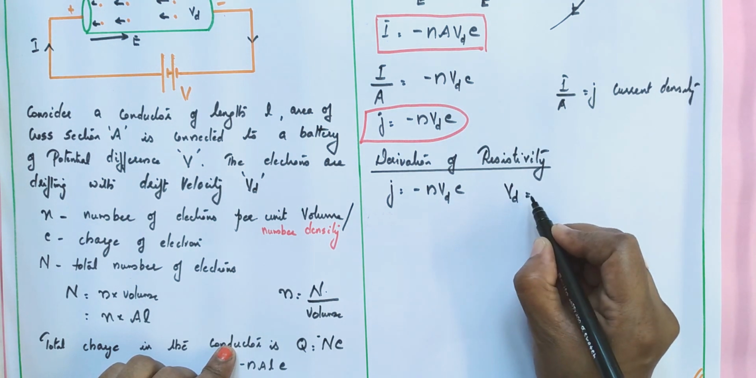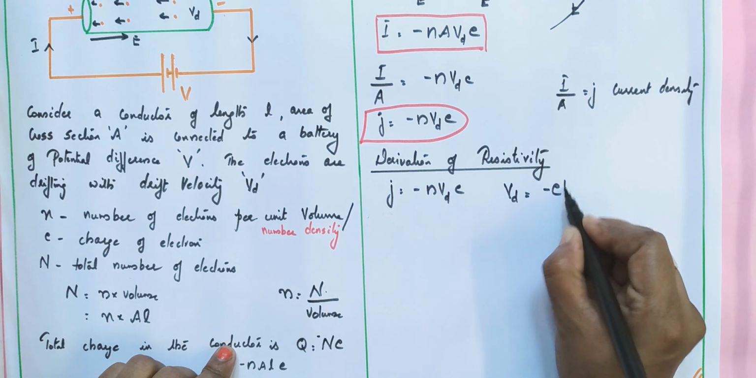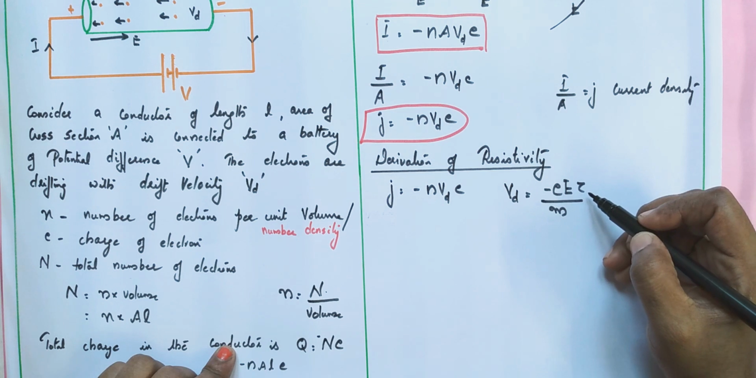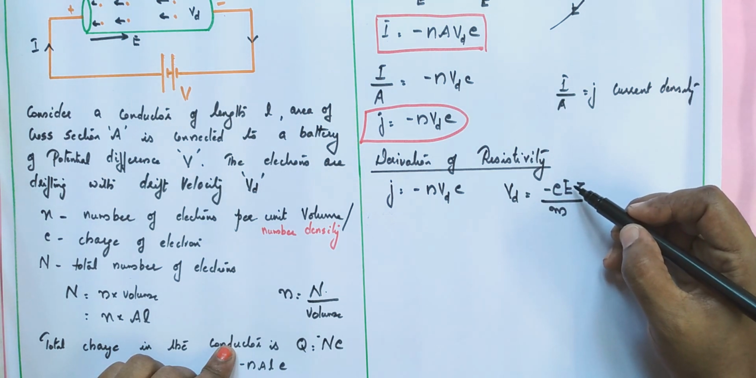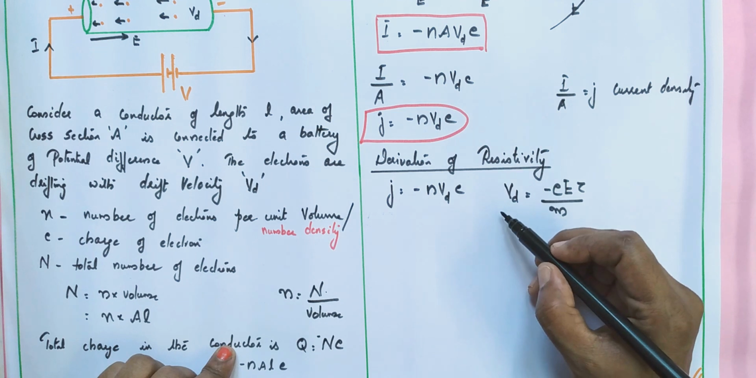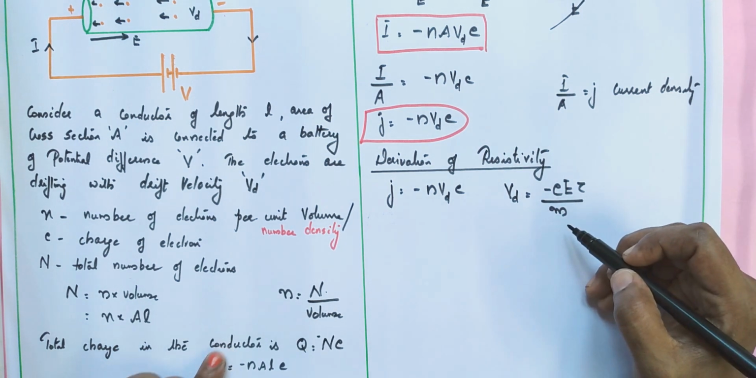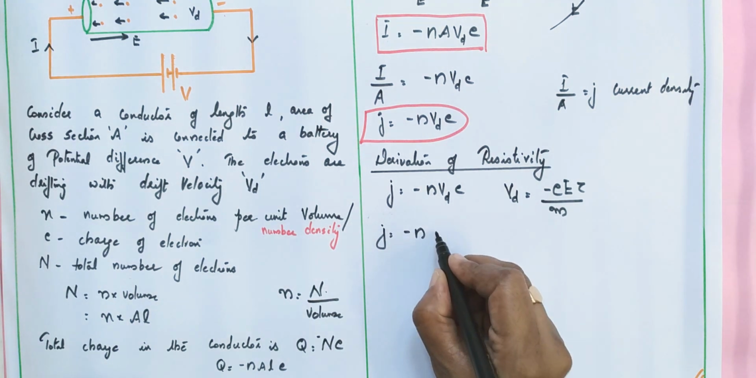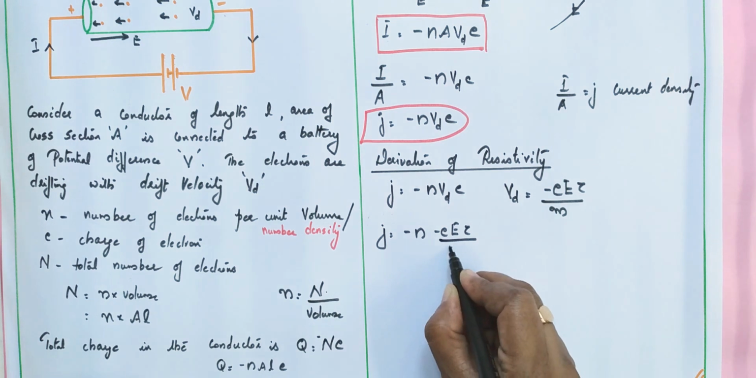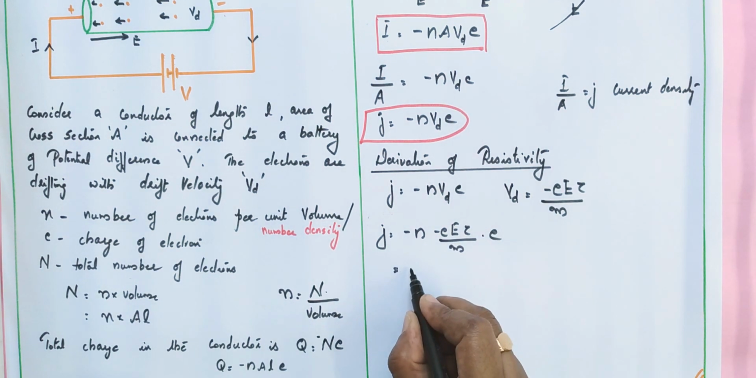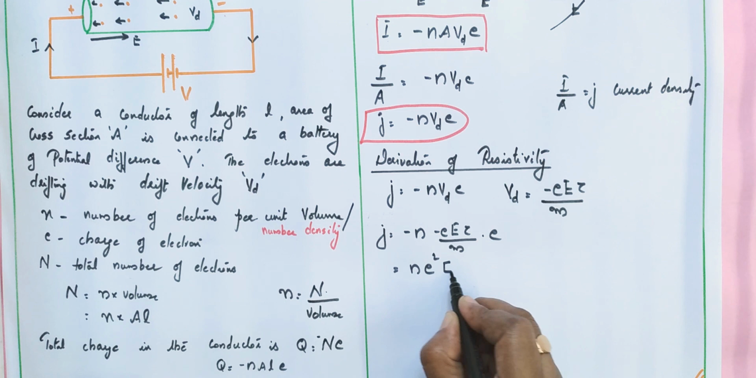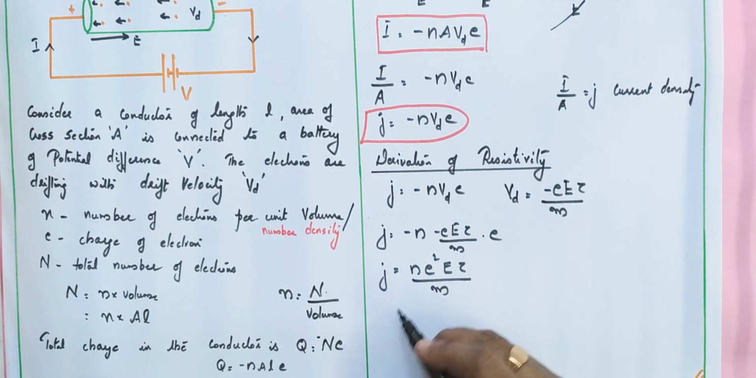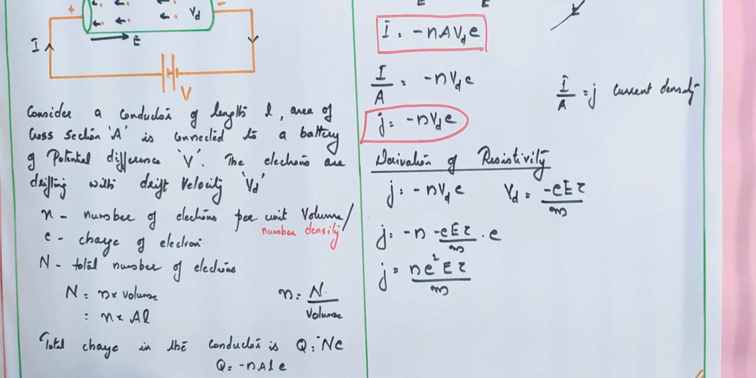The drift velocity v_d is minus e E tau divided by m, where tau represents the relaxation time and E represents the electric field. Already we had derived this formula: v_d equal to minus e E tau divided by m. Substituting in J equals minus n v_d, with v_d equal to minus e E tau divided by m, into e, we get J equals n e square E tau divided by m. Okay, J equal to n e square E tau divided by m.